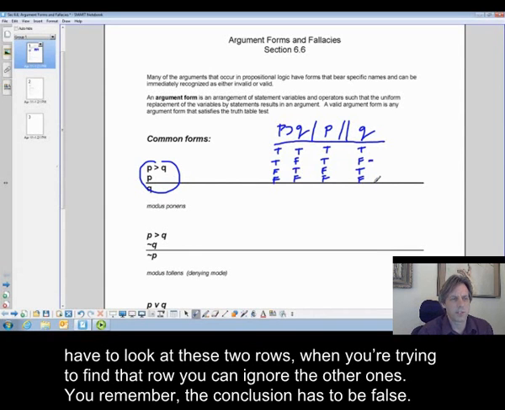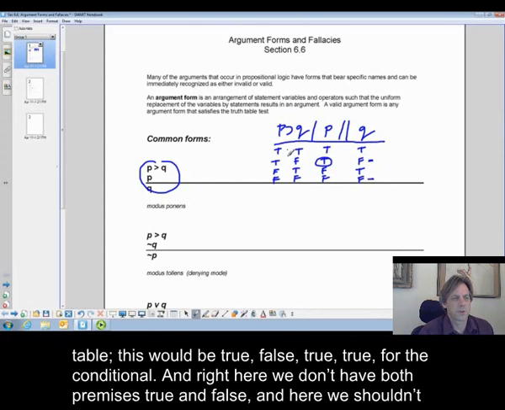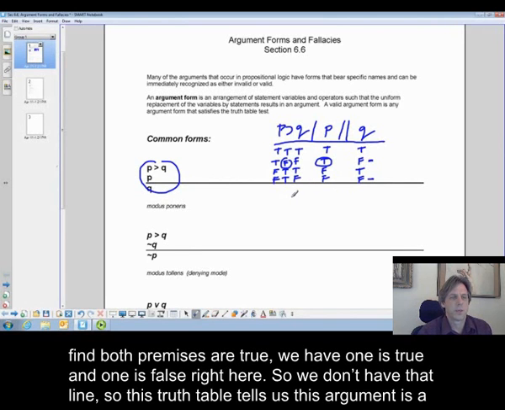So we just have to look at these 2 rows. When you're trying to find that row, you could ignore the other ones, because you remember the conclusion has to be false. So we look at this line here. We've got a true premise there, and we've got to decide if this premise is true. So let's quickly finish the truth table. This would be true, false, true, true, right, for the conditional. And right here, we don't have both premises true, and here we shouldn't find both premises are true. We have one is true and one is false right here.